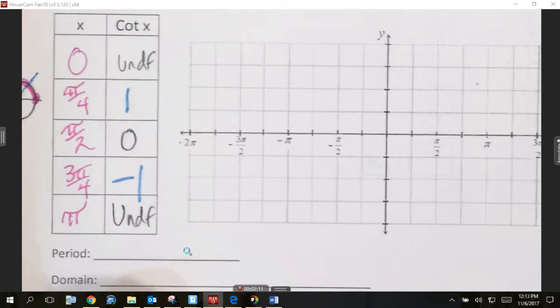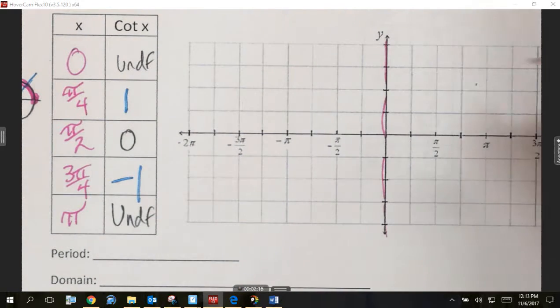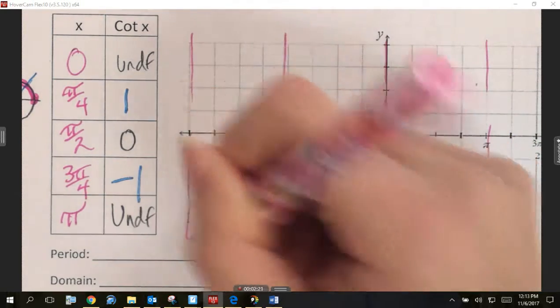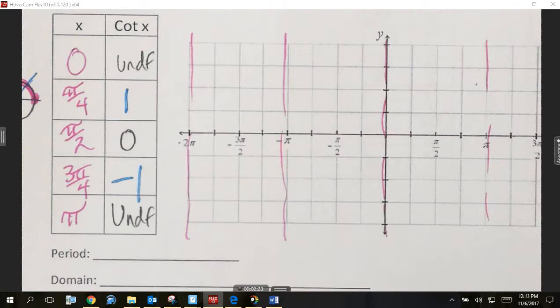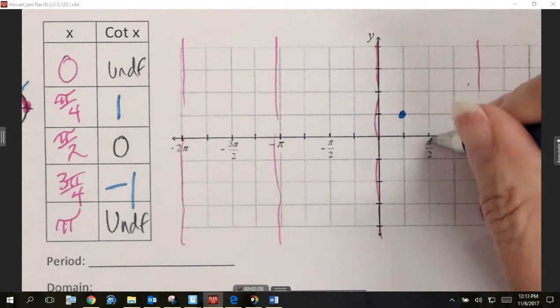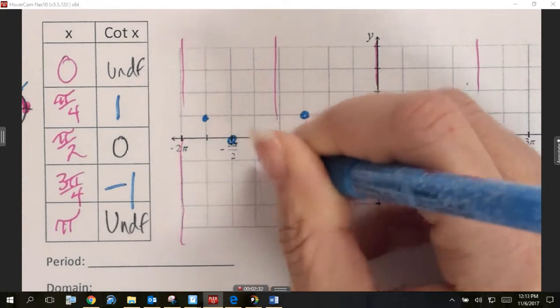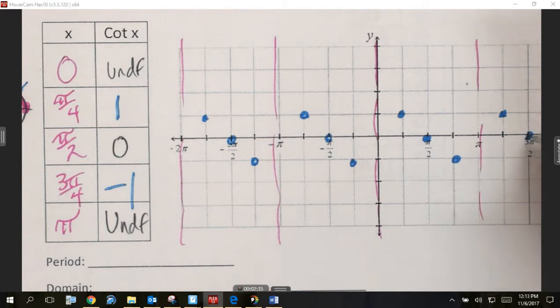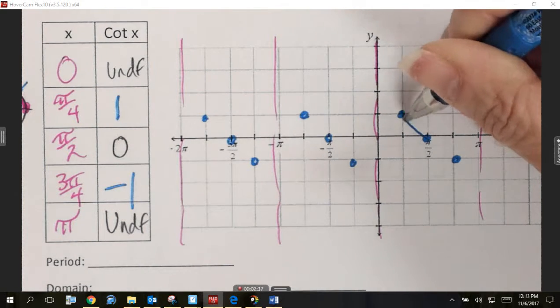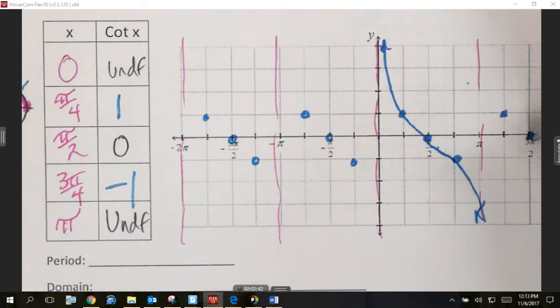So we will graph every place we see an undefined, make that an asymptote. So it's 0, and at pi, and then continue the pattern. And graph our points. And it's not a reflection, but it looks like it's a reflection from the x-axis. It's not, but it looks like it's a reflection from the tangent to the cotangent.